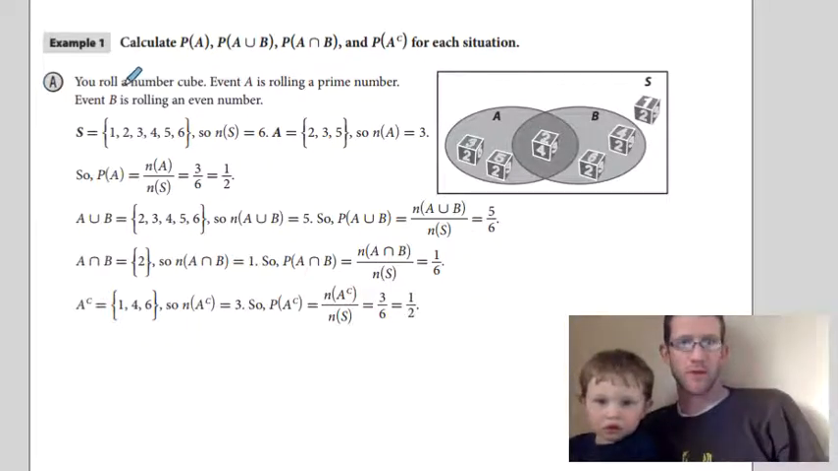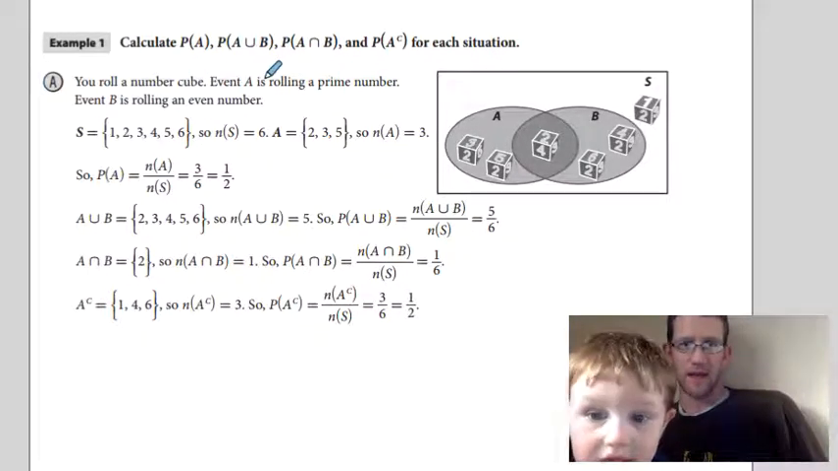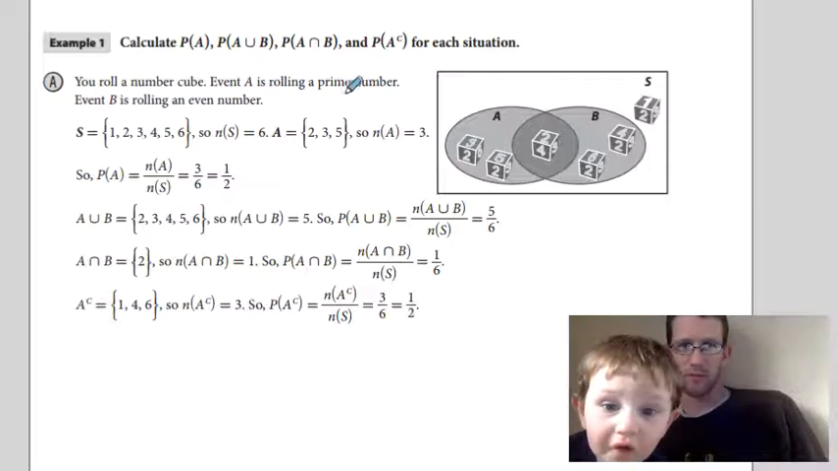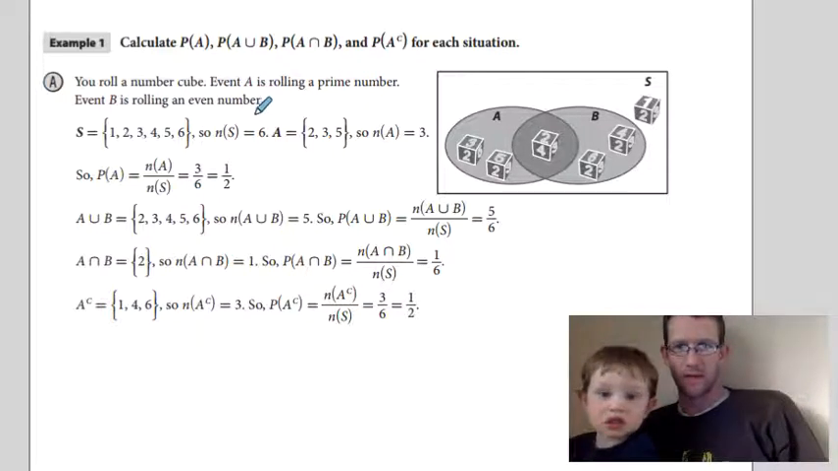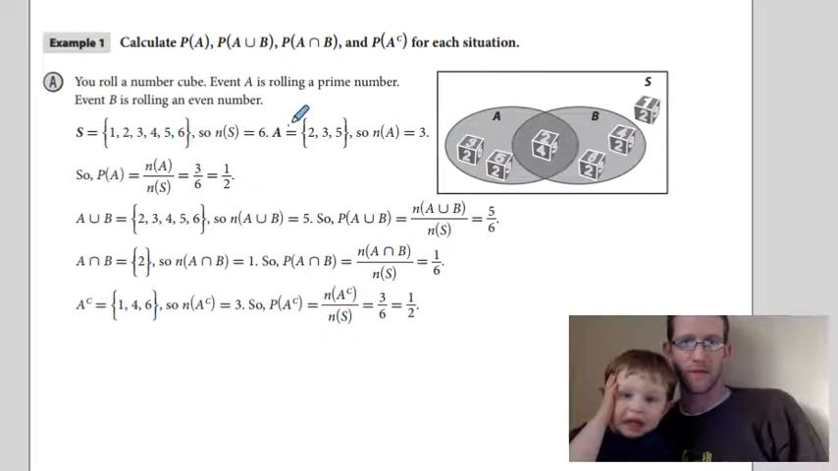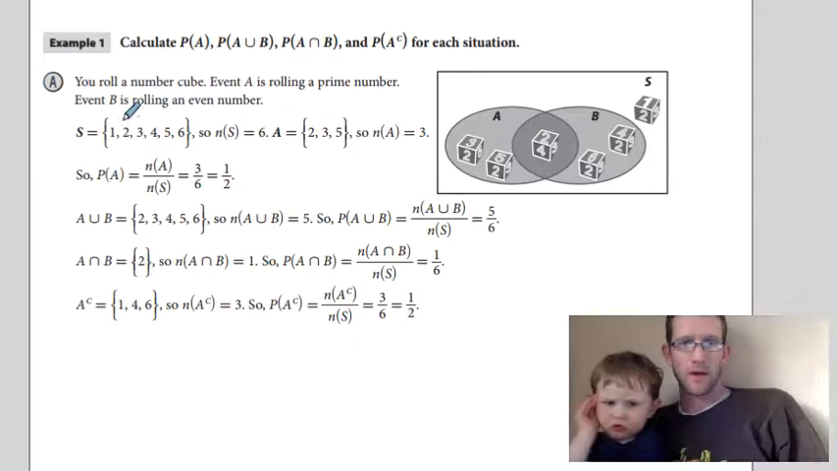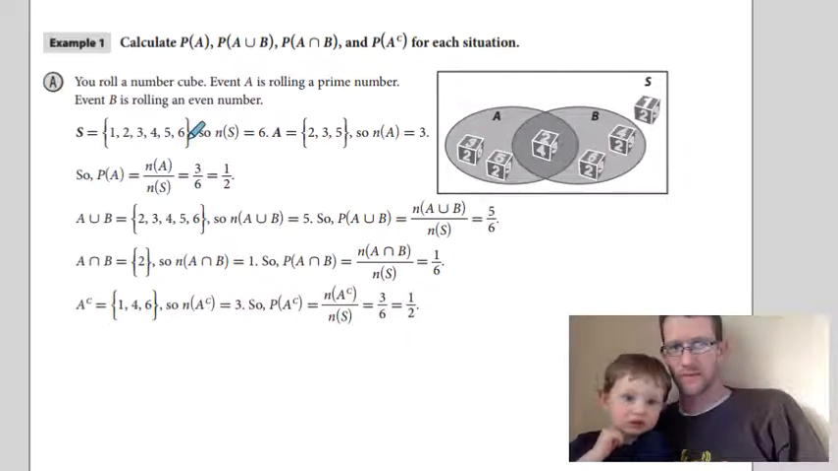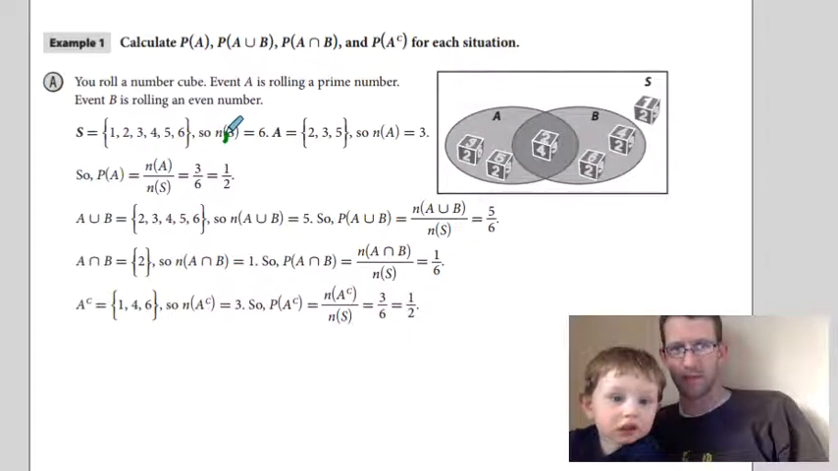This first example, you roll a number cube. Event A is rolling a prime number. Event B is rolling an even number. Remember, they just mean number cube, they say dice, I don't know why. So 1 through 6, right? Our universal set here is numbers 1, 2, 3, 4, 5, 6, so the number of elements in that set is 6.